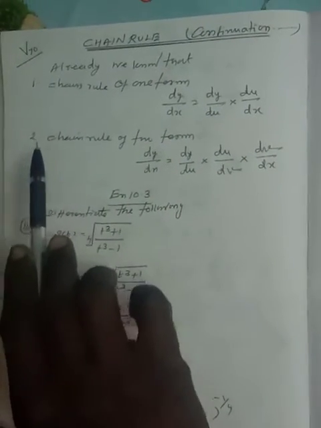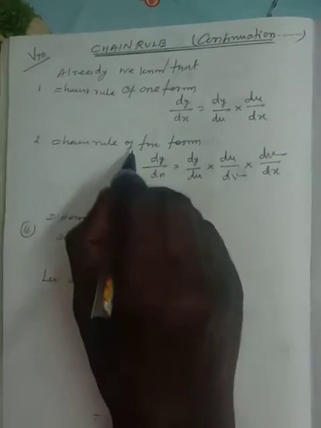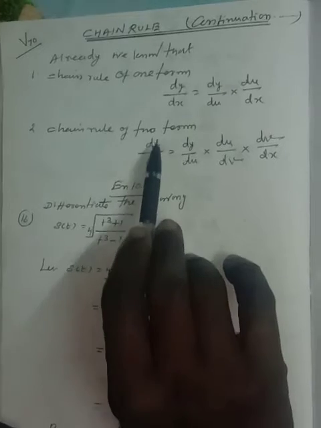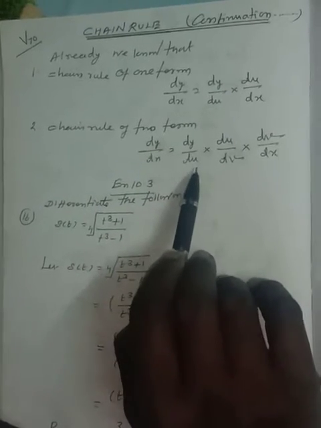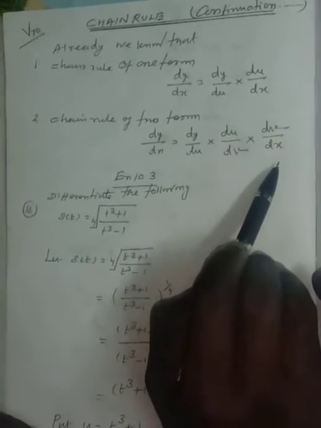Chain rule number two, chain rule of two terms. dy by dx is equal to dy by du into du by dv into dv by dx.